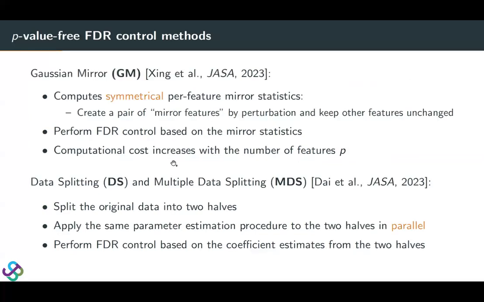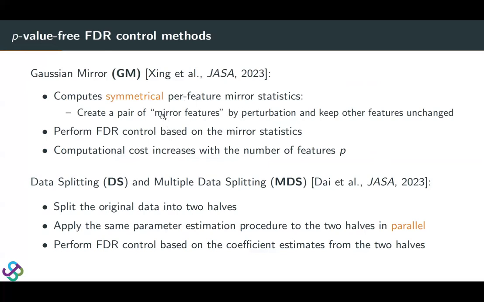And in parallel to knockoff, there's a line of literature called Gaussian mirror. So the idea is also very interesting. Instead of generating knockoff features, it tries to convert each original feature into a pair of mirror features by some perturbation.